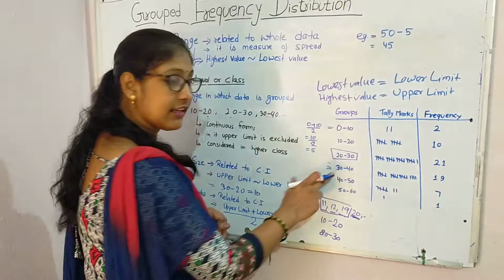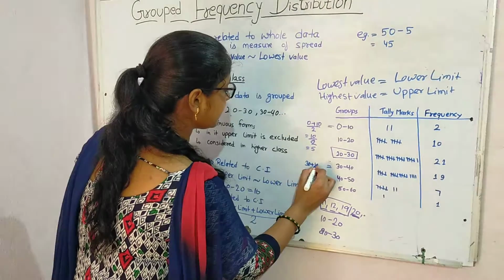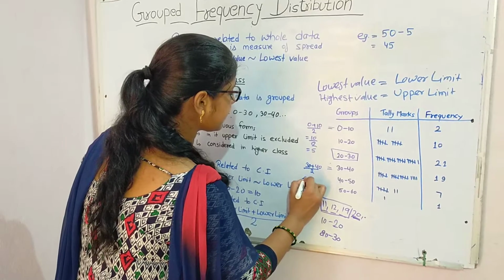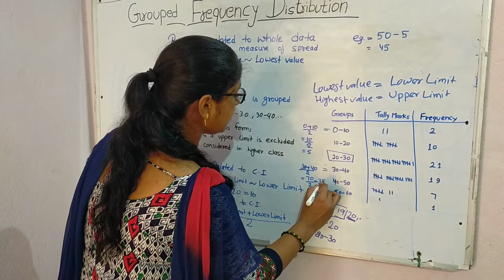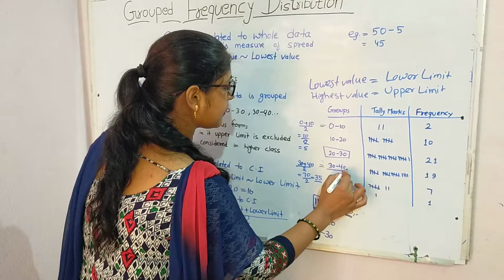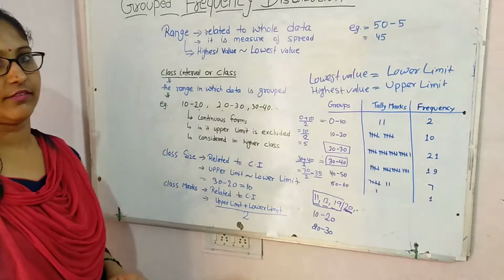Same as class interval 30 to 40, class mark is 30 plus 40 by 2 equal to 70 by 2 equal to 35. So for class interval 30 to 40, 35 is our class mark. Okay.